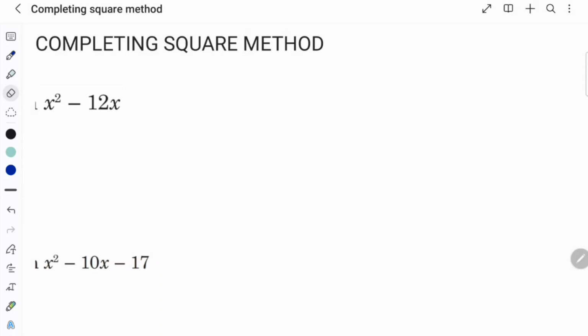Everyone, today we are doing the completing square method, with some quadratic equations I've taken to solve. Whenever you do the completing square method, remember what to do: you just see the coefficient of x. For example, if you have x squared plus 4x, the coefficient of x is 4, half of it is 2, and then add and subtract 2 squared to your equation, and then easily you will find your answer.